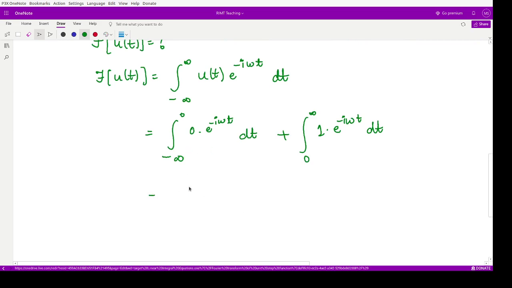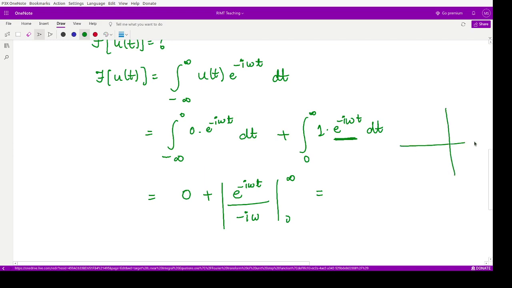So now the first integral is equal to 0, and the second integral you can integrate this term. It would be e to the power minus iota omega t divided by minus iota omega, and the limits vary from 0 to infinity. So when you substitute infinity here, this first term would be e to the power minus infinity, that would be equivalent to 0 only, because e to the power minus t is equivalent to 0 whenever this x or t goes to infinity.